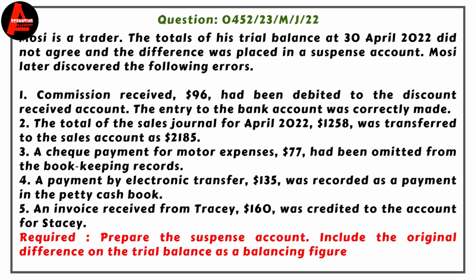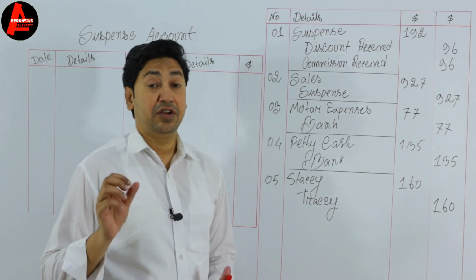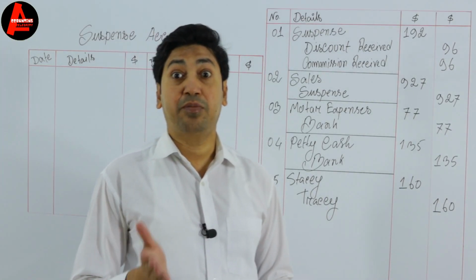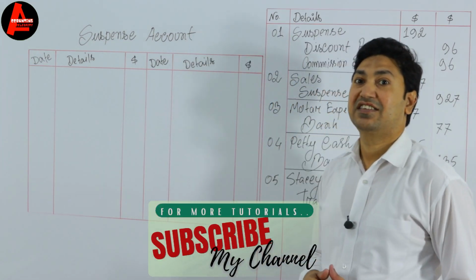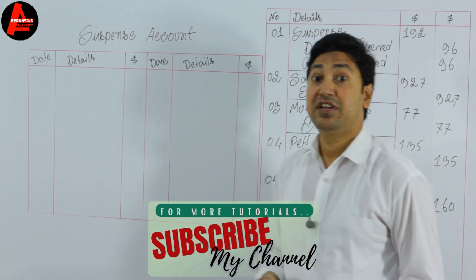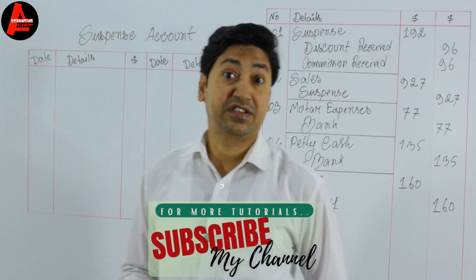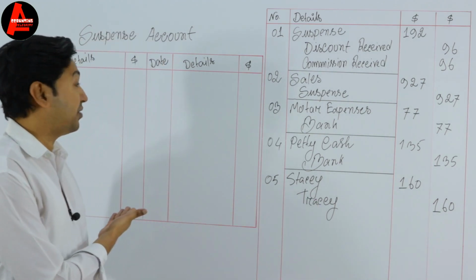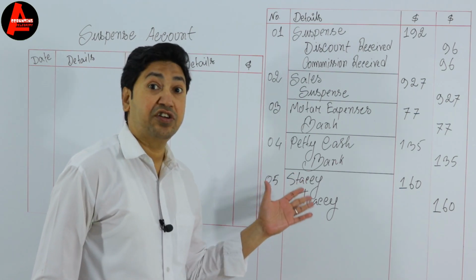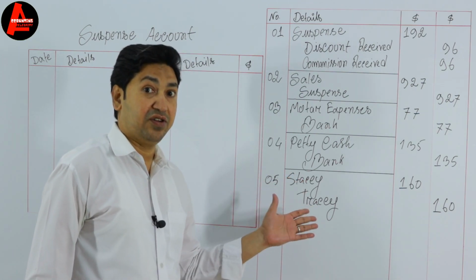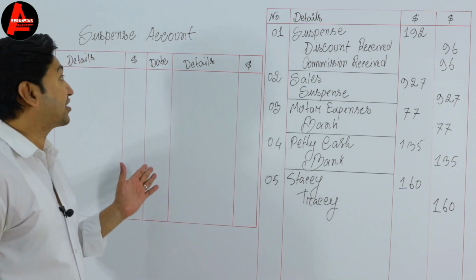What is our requirement? Prepare the suspense account, including the original balance on the trial balance as a balancing figure. That means the difference between the debit and credit columns of the trial balance should be placed in this suspense account. It is not complicated, but you need to understand. I recommend that before you watch this video, please watch the one on how we journalize these errors. Good, so here it is a suspense account.